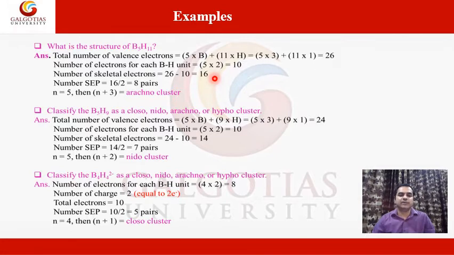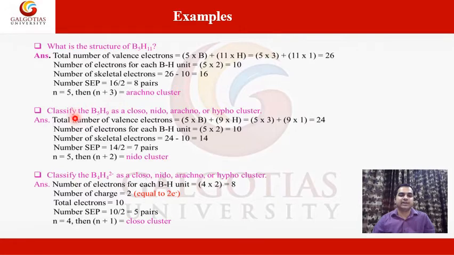Now, how can we calculate the pairs? As we know, for one electron pair we have 2 electrons. That's why by dividing by 2, we can calculate the number of skeletal electron pairs, that is 16 divided by 2. We will get the value 8 pairs. As we know, n is the number of boron atoms present in the boron cluster. Here we have 5 boron, that's why n is equal to 5. Then we have n plus 3 electron pairs, that's why it belongs to the arachno cluster, because n plus 3 is equal to arachno, as we discussed in the previous slide.